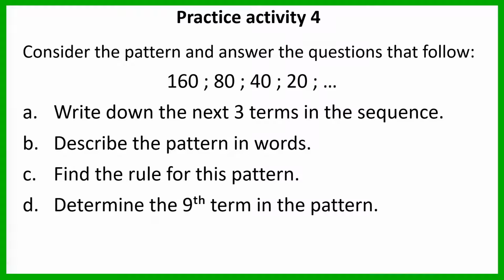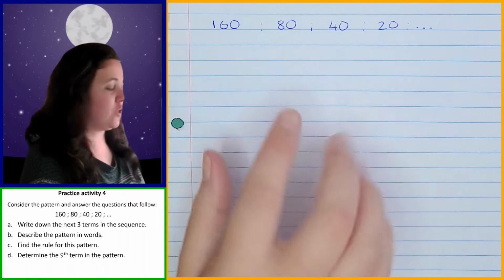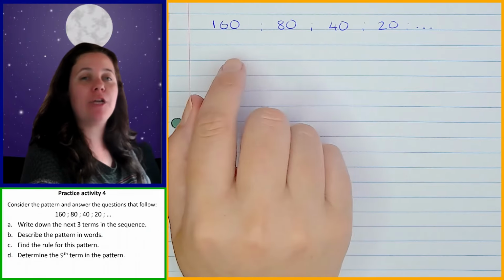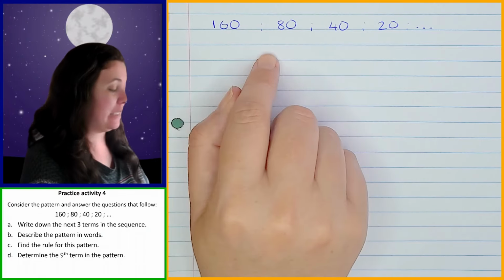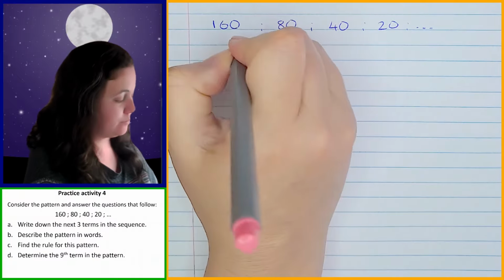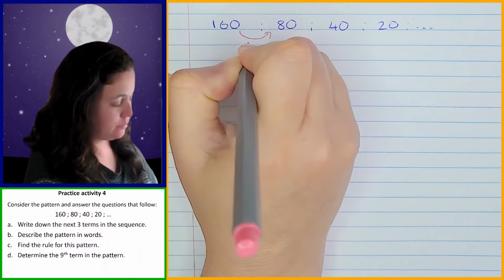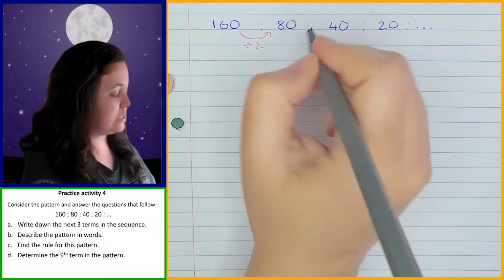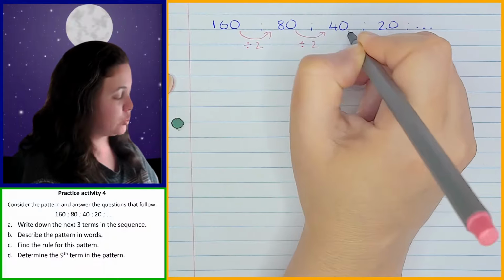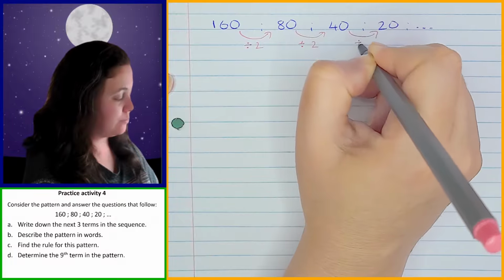Okay, so let's go through that and see what you should have got. Over here I've got my pattern 160, 80, 40, 20. Now in this one we are dividing from 160 to 80, we're dividing by 2. From 80 to 40 we're also dividing by 2. From 40 to 20 we're also dividing by 2.